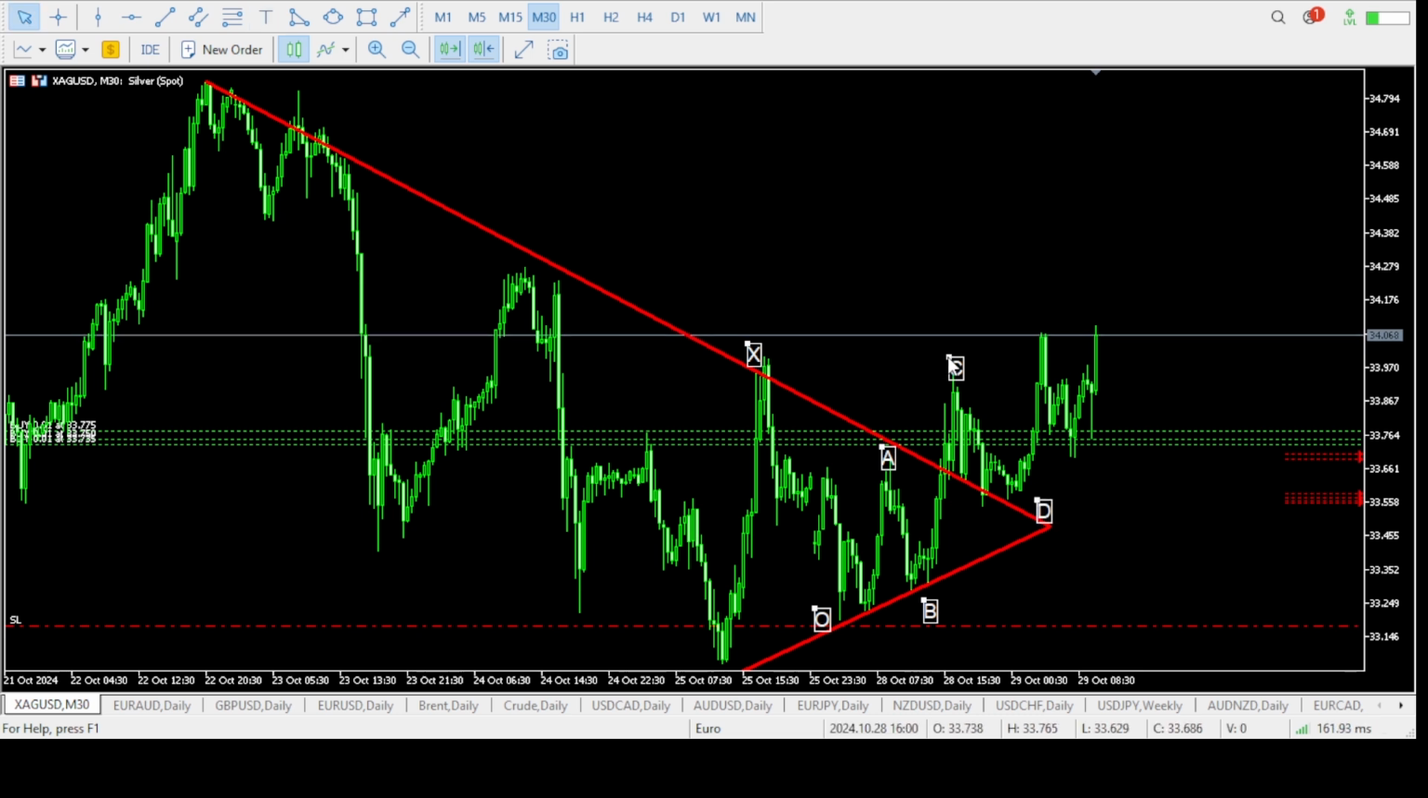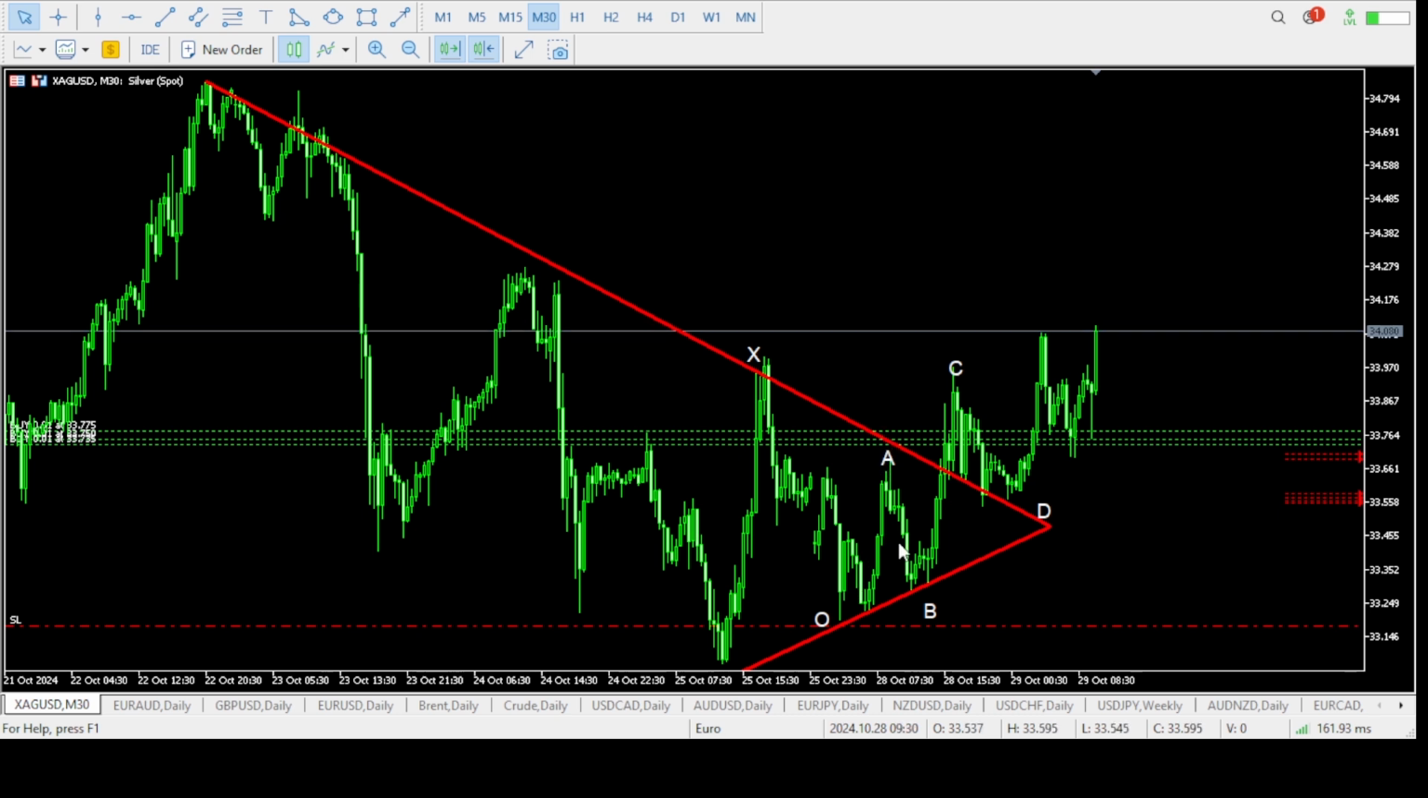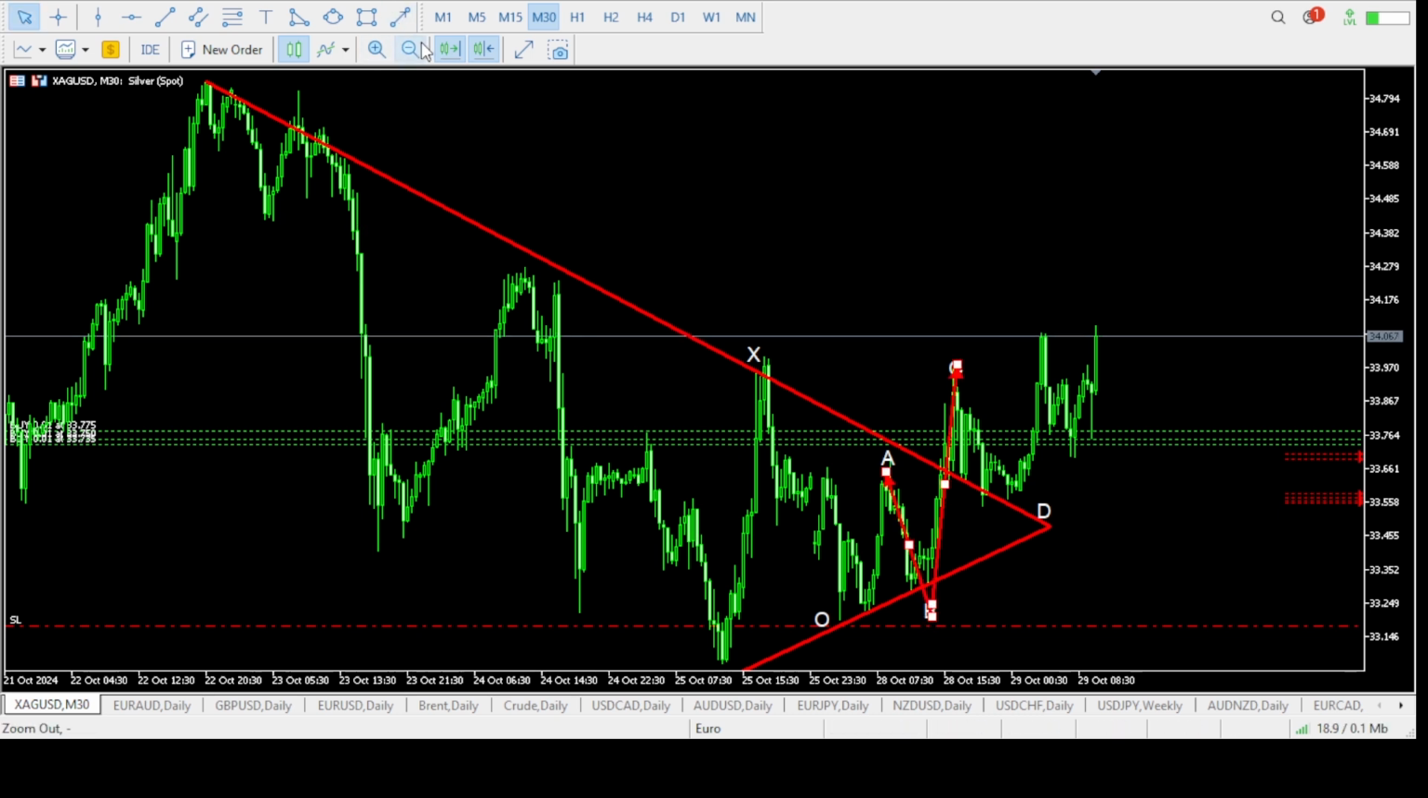So unselect all. So as you can see, from this swing high here, which is our X, to this swing low, which is our O, a pattern has just played out, which is AB equal to CD. So something like this, AB equal to CD. So this has also played out.